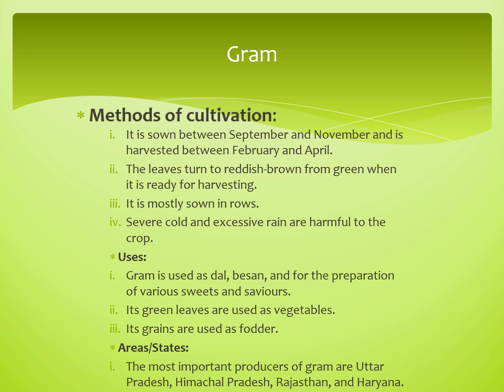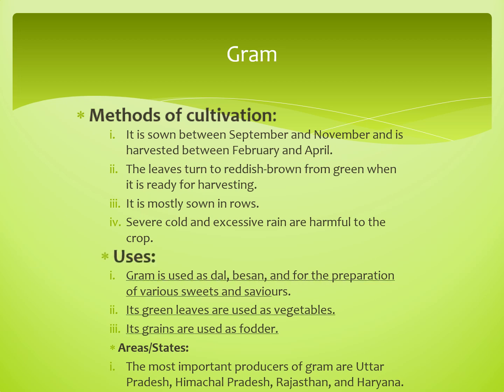After that, it is threshed by sticks or trampled by bullocks to take out the seeds. It is rotated as a pure or mixed crop with wheat, barley, and mustard. It is mostly sown in rows. Severe cold and excessive rain are harmful to the crop. Now have a look at the uses.